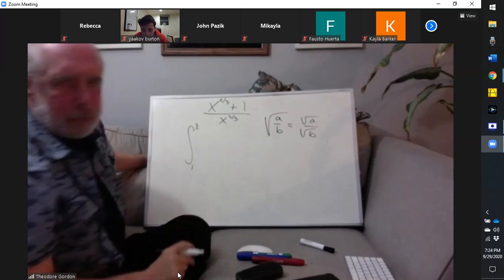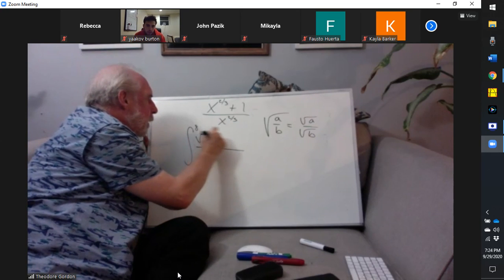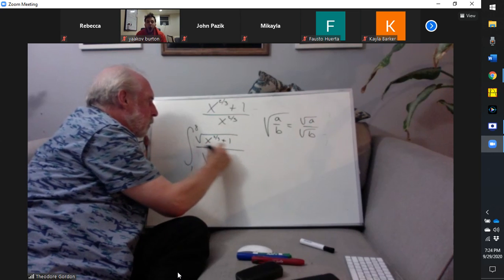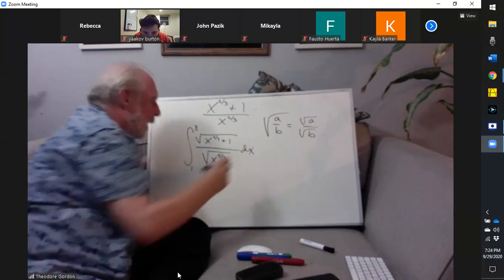I'm going to break it up like that. So my integral becomes the square root of x to the 2/3 plus 1 over the square root of x to the 2/3, and all dx.